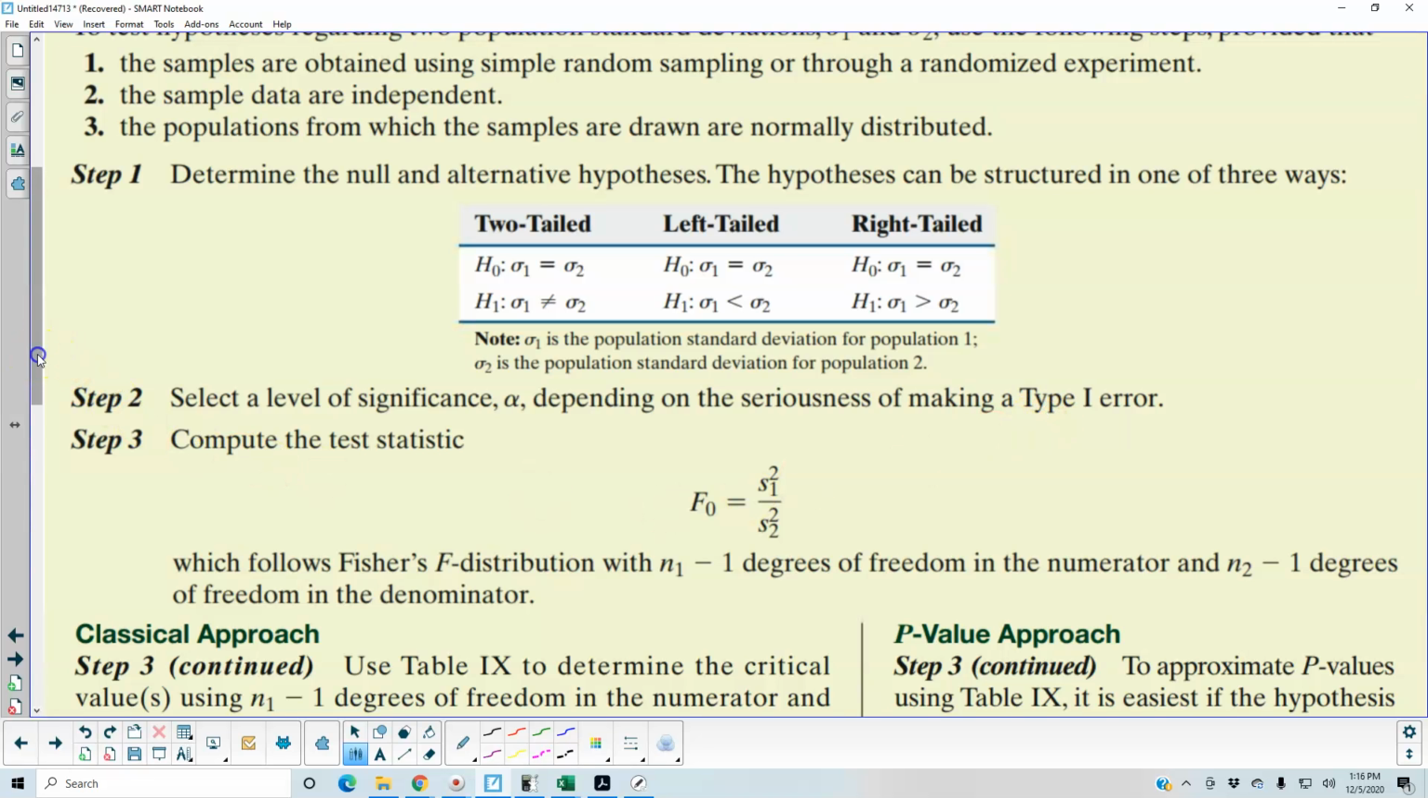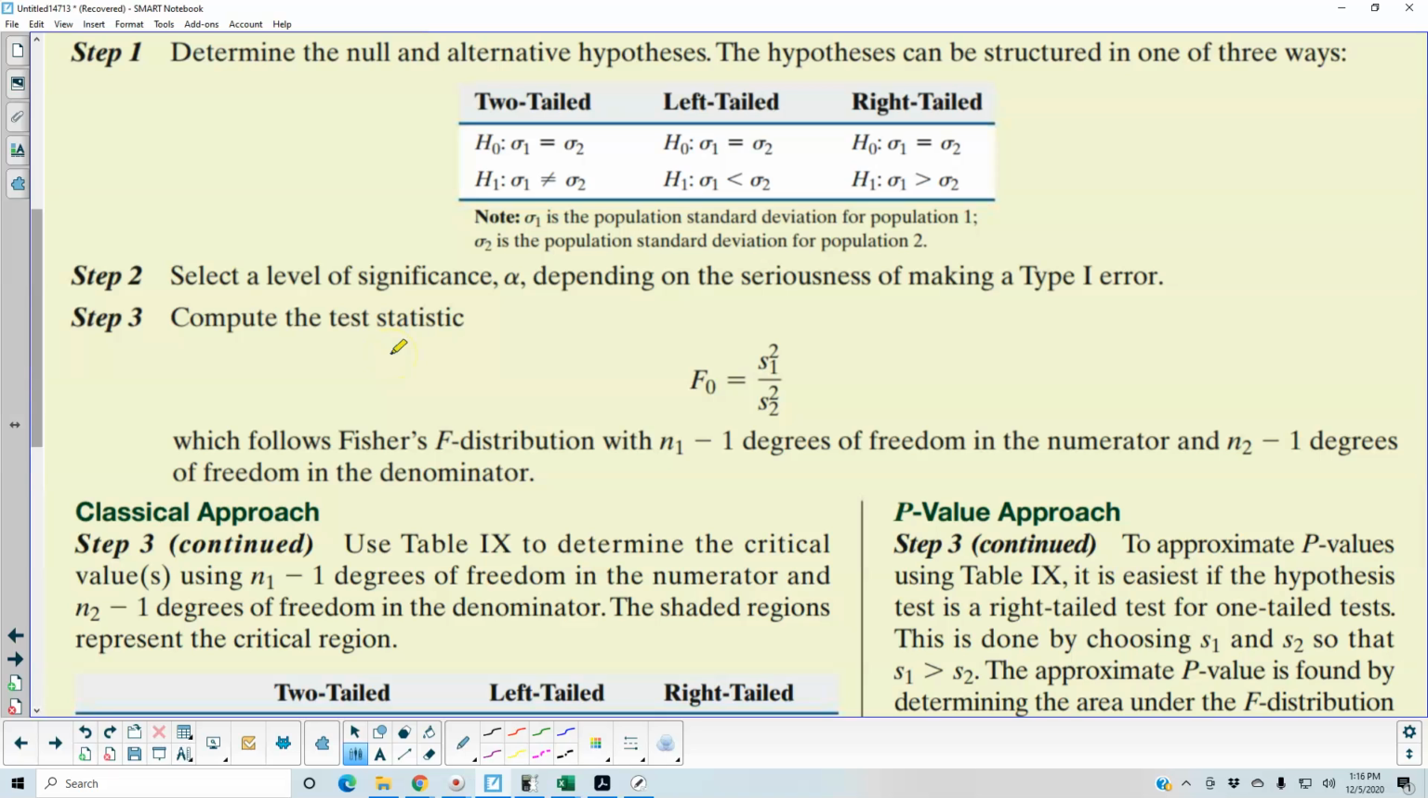Step number 3, you're going to compute the test statistic. The test statistic is capital F with a subscript of 0, which is equal to the sample standard deviation of population 1 squared divided by the sample standard deviation of population 2 squared, which follows Fisher's F distribution with n subscript 1 minus 1 degrees of freedom in the numerator and n subscript 2 minus 1 degrees of freedom in the denominator.